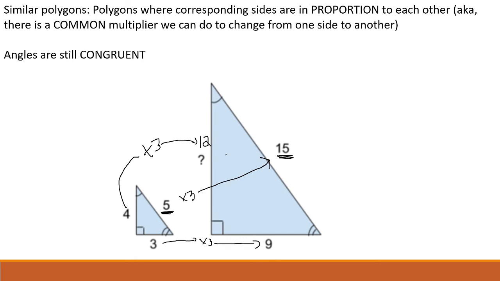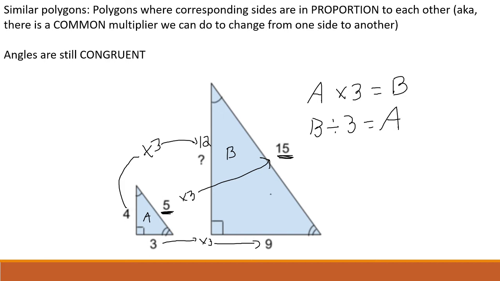So if I call this polygon A and polygon B, we could say that polygon A times 3 is equal to polygon B. Every side on polygon A, if you triple it, gets you polygon B. Now, normally we would just say that polygon B is 3 times as big as A, or you can say that polygon A is 3 times smaller than B, because you could do this the opposite way. You could say B divided by 3 is A. If I take 15 and divide it by 3, I get 5. 9 divided by 3 is 3. 12 divided by 3 is 4.